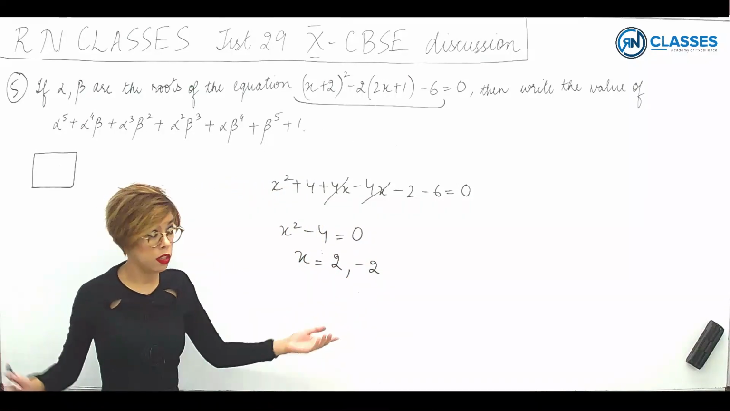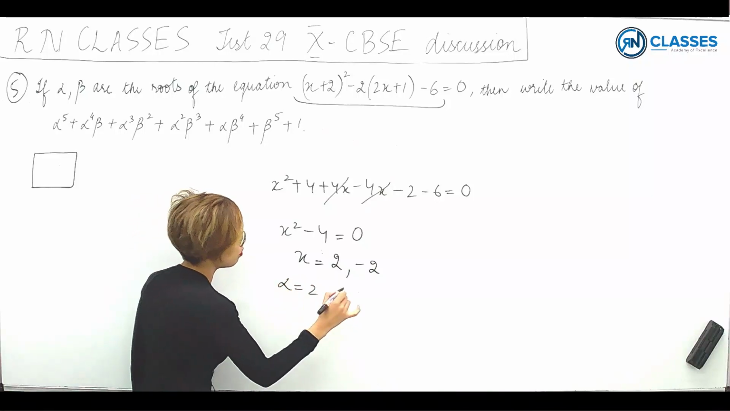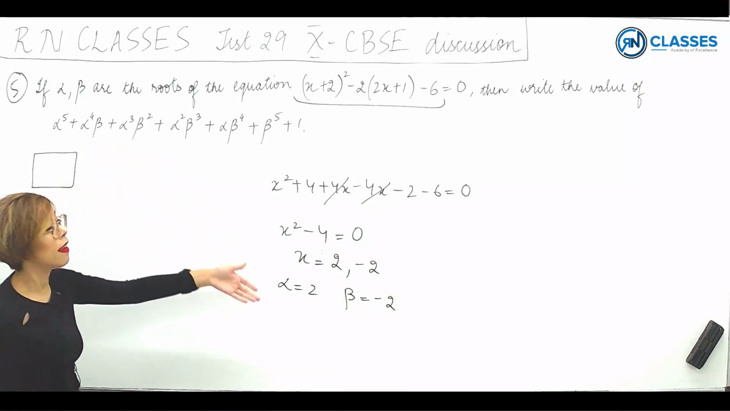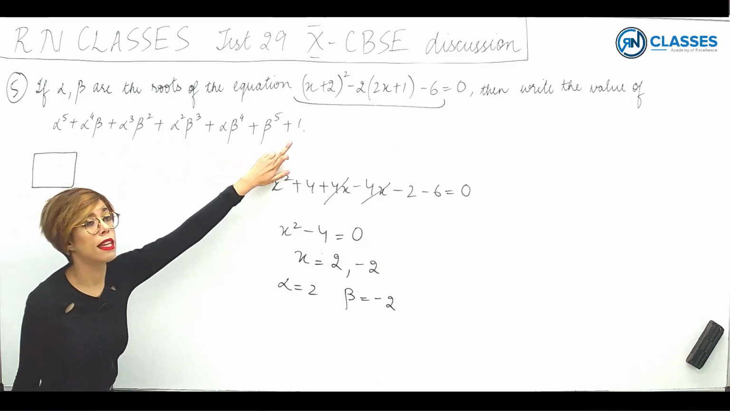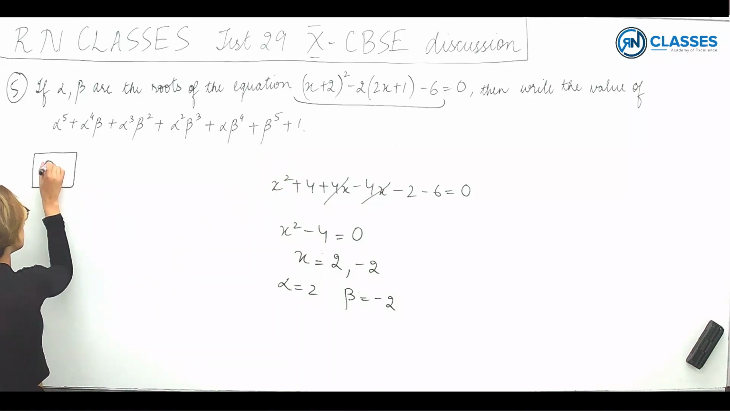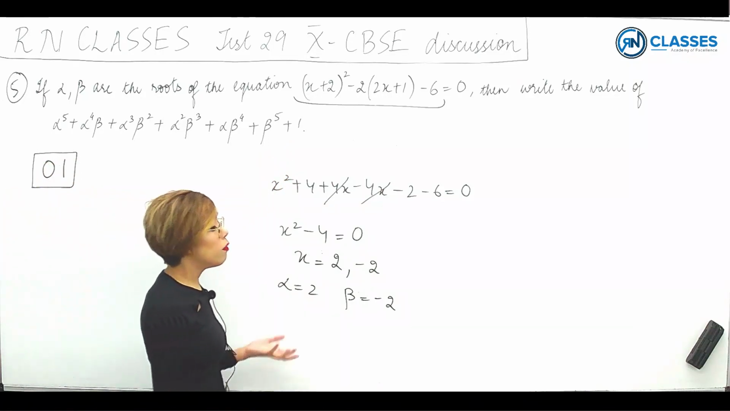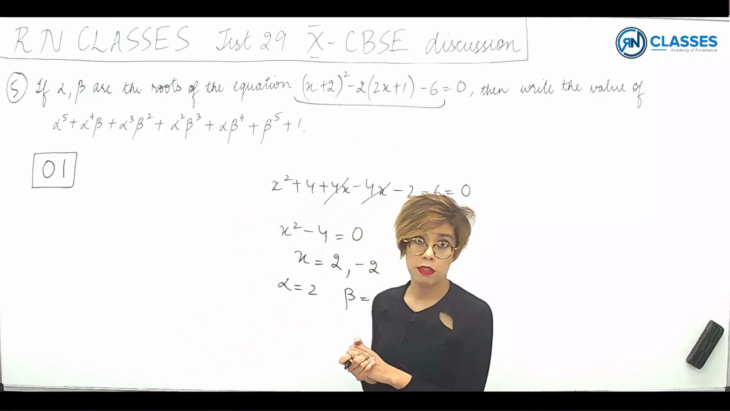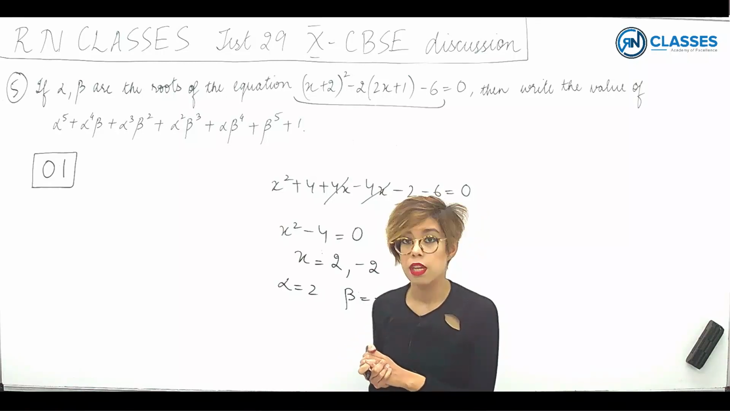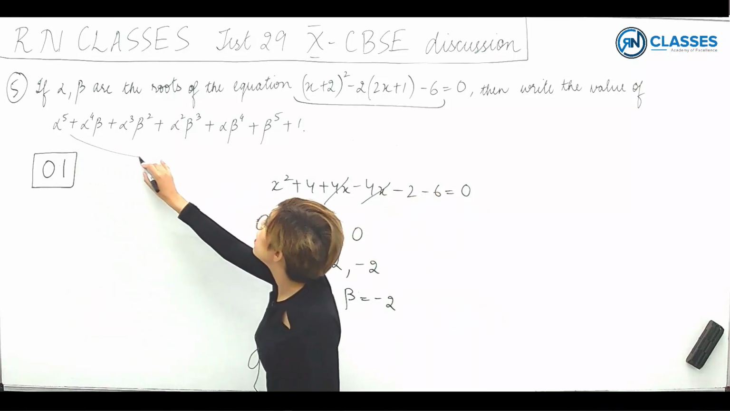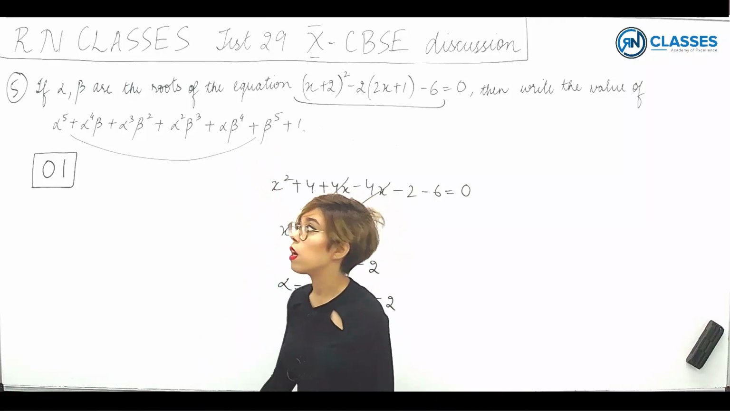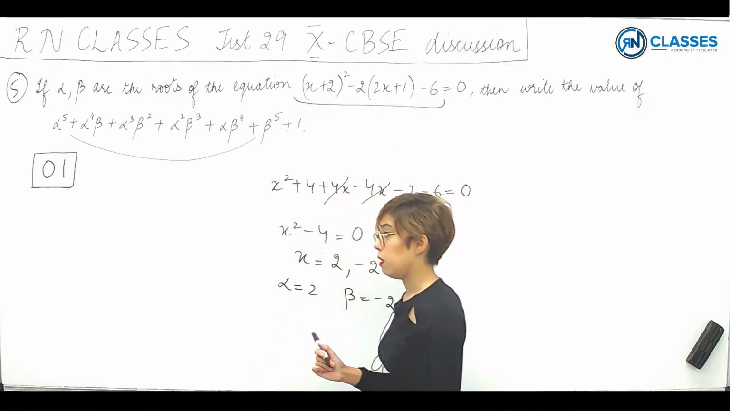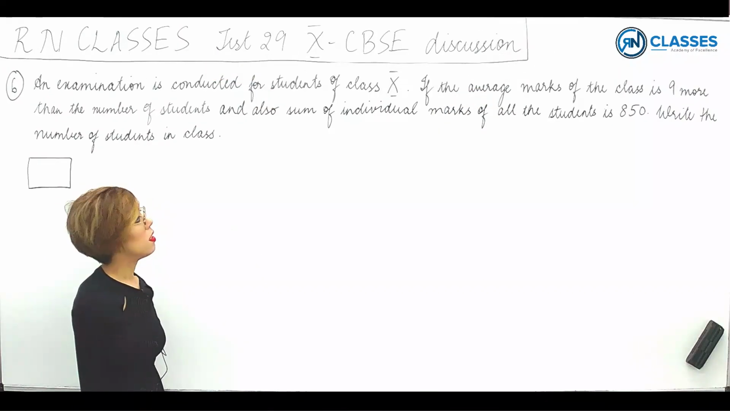I know the values of alpha and beta. That means you can take alpha as 2, you can take beta as minus 2. Just substitute these values and you'll get the answer as 1. So you'll write the answer as 1. Now, obviously you could have used alpha plus beta, alpha beta, the relationship between coefficients and roots. But in this case, it would have been a tiny bit longer, because alpha raised to 5, beta raised to 5, you have to use the identities. So I think this method is much better. Alright, so the next one.